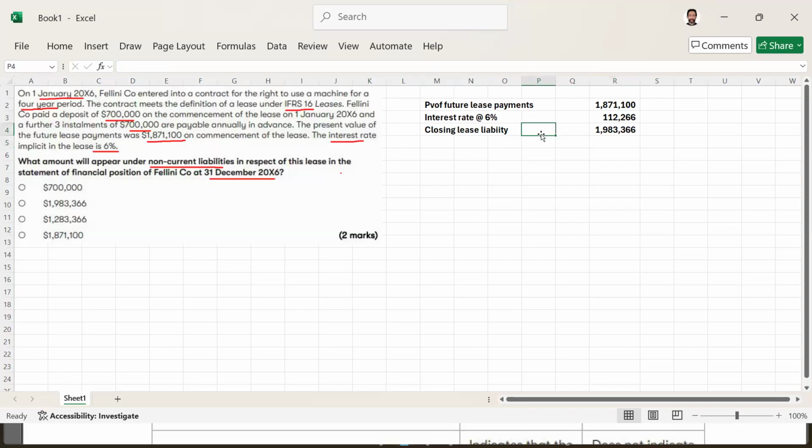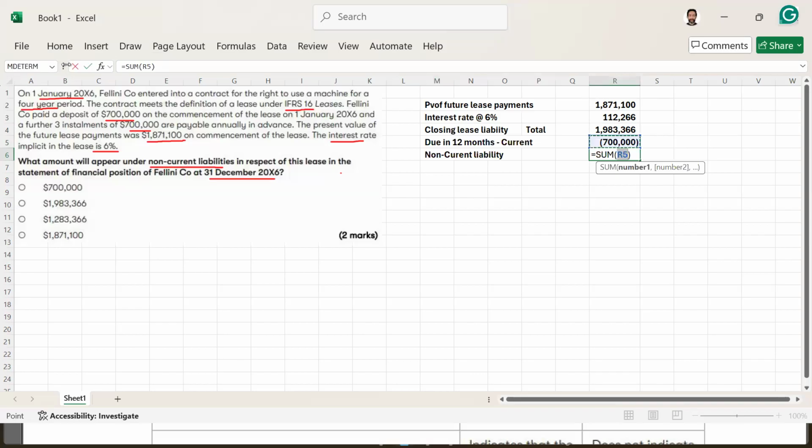Now this is the total liability. So what is due in 1 year? Due in 12 months, that is going to be the current liability or the current portion. So that is 700,000 due to be paid. We deduct that value, and the balance is going to be the non-current liability. So let's calculate the non-current liability, the difference of these two. The amount that will be settled after 1 year is 1,283,366. So that is your answer.